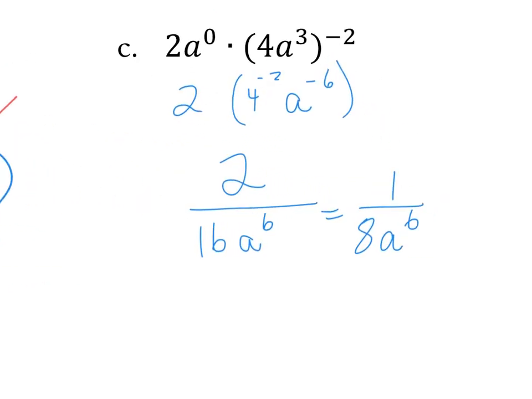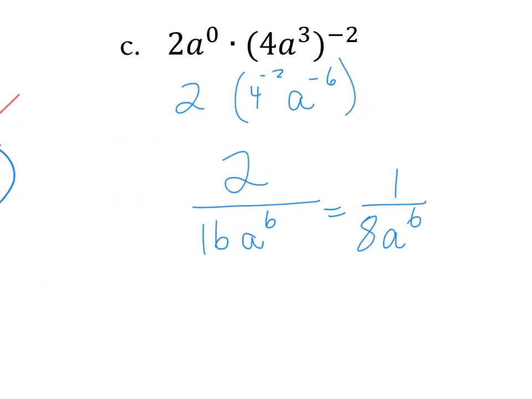Over here on part C, I simplified my 0 power. Be careful: this 0 only belongs to the a, not to the 2. Then I applied this exponent to everybody inside the parentheses. I rewrote my product as a fraction to get rid of my negative exponents, and I found that I had 2 over 16 times a to the 6th. I simplified my fraction for a final answer of 1 over 8 times a to the 6th.